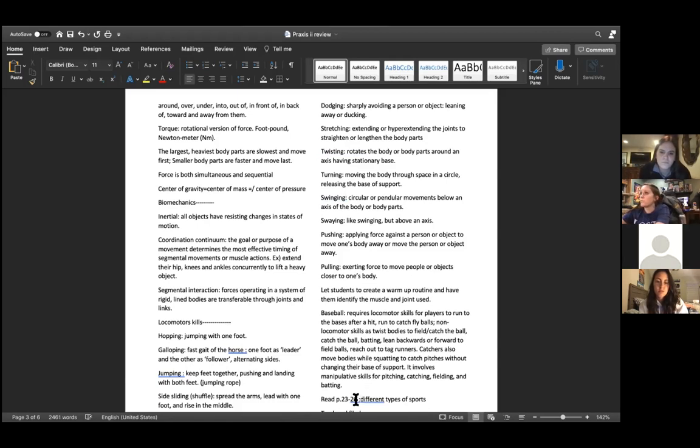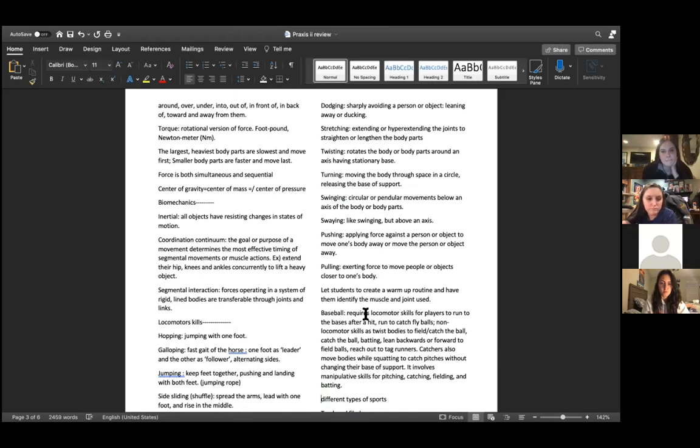Twisting: rotating the body or body parts around an axis, having a stationary base. Turning: moving the body through space in a circle, releasing the body of support. Swinging: pendular movements below an axis of the body or body parts. Swaying: like swinging, but above an axis.